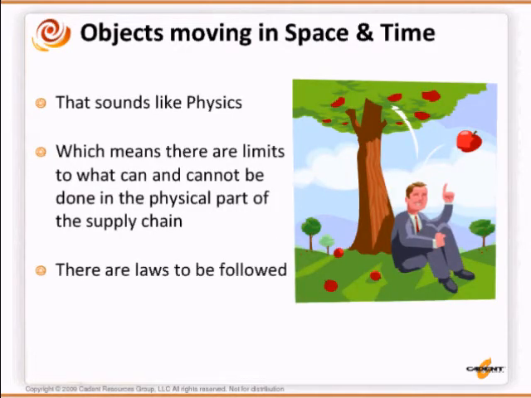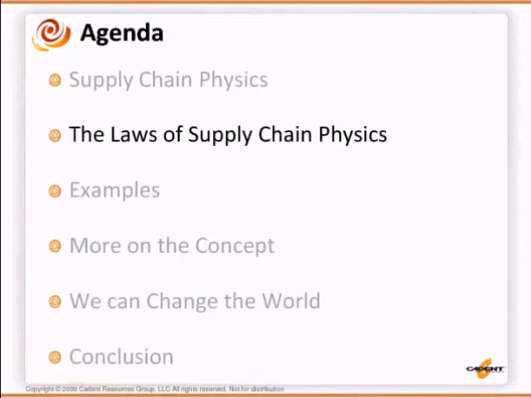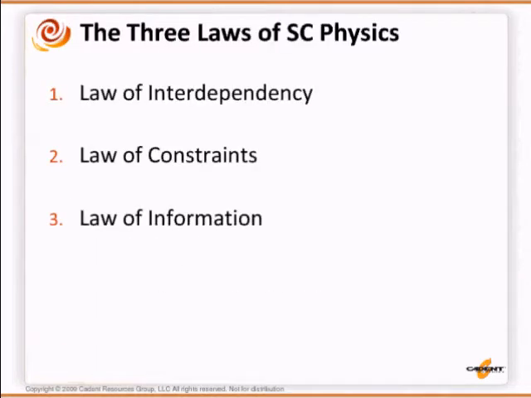That sounds a lot like physics to me. It means there are limits to what can and cannot be done in this physical world of product movement, and there are laws to be followed. So let's look at some of these laws of supply chain physics.